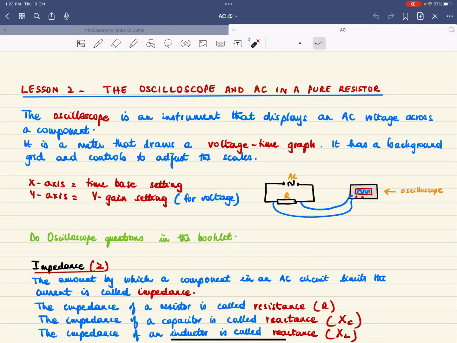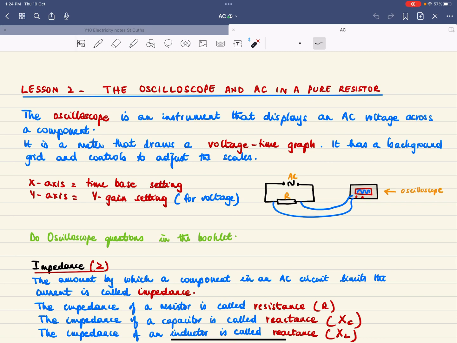With lesson 2 for year 13 physics, this lesson is a brief on the oscilloscope and moving on to AC in a pure resistor. So the oscilloscope is an instrument that displays an AC voltage across a component.